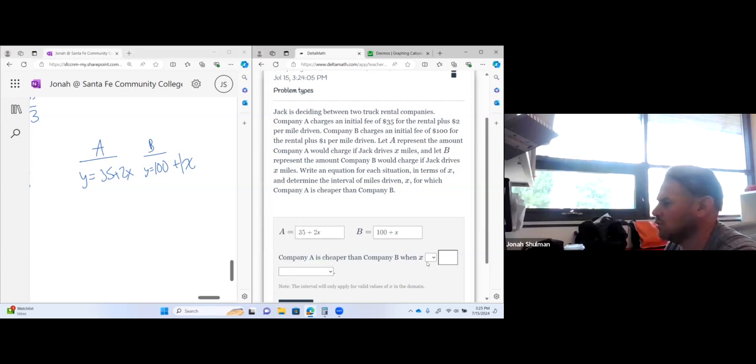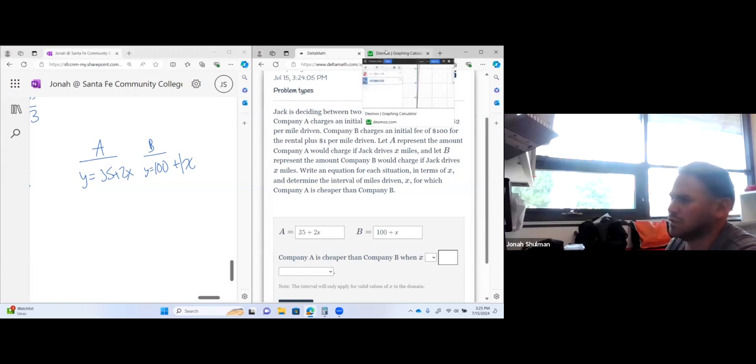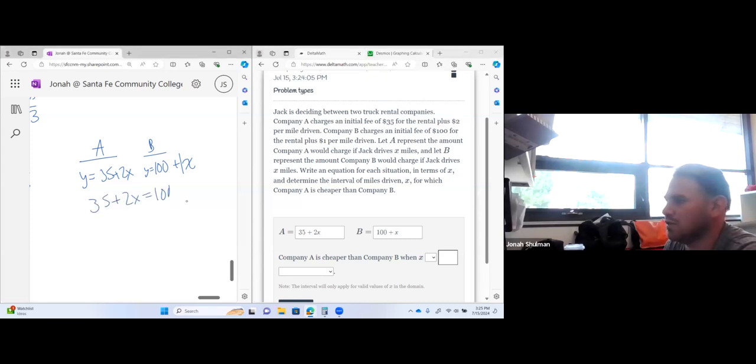Company A is cheaper when we go more than how many miles? So we could do this a bunch of ways, right? Because they're both y equals, we could set them equal to each other. So this is that substitution way. I could minus x to both sides. I could minus 35 to both sides. And 100 minus 35 is 65.